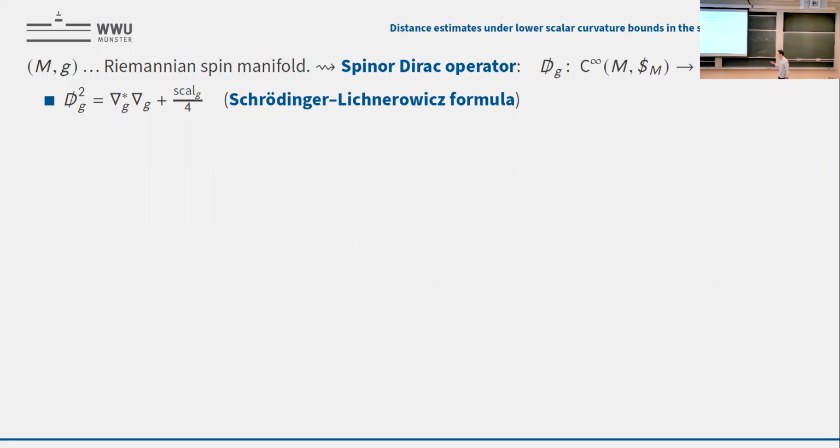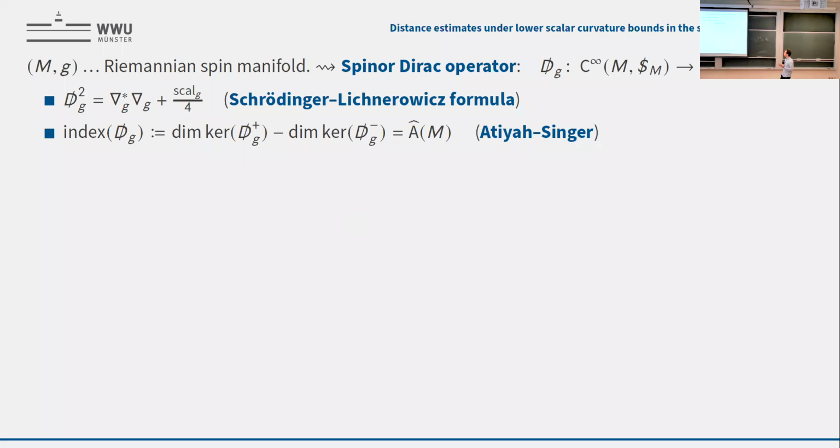And now if you have some method of always producing sections which lie in the kernel of the Dirac operator on some given manifold independently of the metric, then you can use this formula to exclude the existence of positive scalar curvature metrics. And now you need a method to produce solutions. In the case of closed manifolds, we usually do this using index theory. You can apply the Atiyah-Singer index theorem to compute the index of this operator. And it turns out to be the A hat genus. And this is independent of the metric.